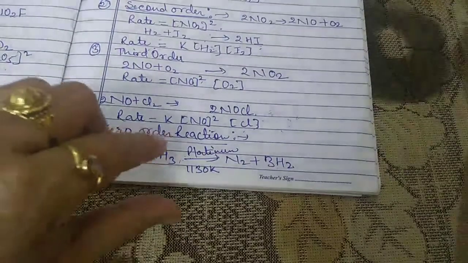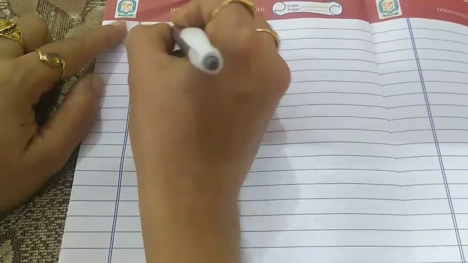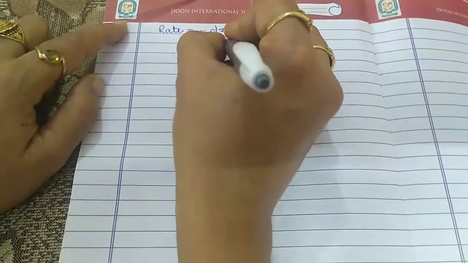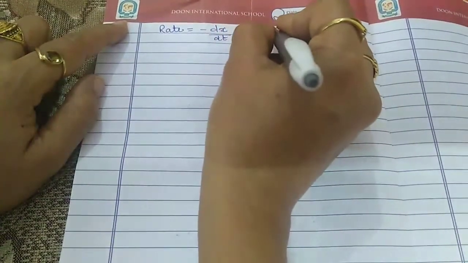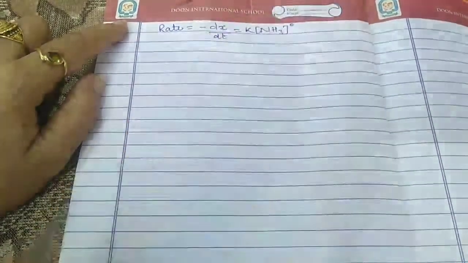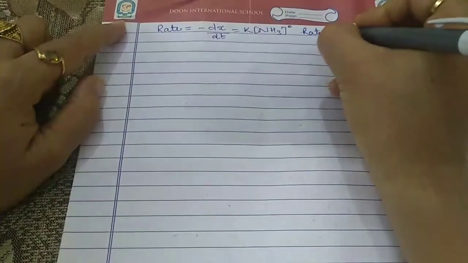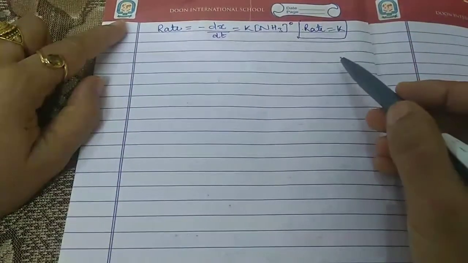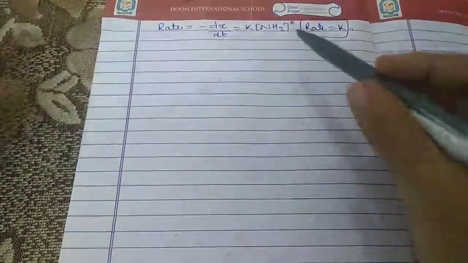And how is it independent? Let me show you this one. For that reaction, the rate is equal to minus dx upon dt, that is k[NH3]^0. Or we can say that if its value is 0, the rate is equal to k. Here the order of reaction is how much? 0. Zero is the order of the reaction.